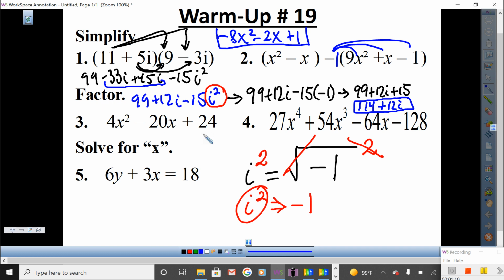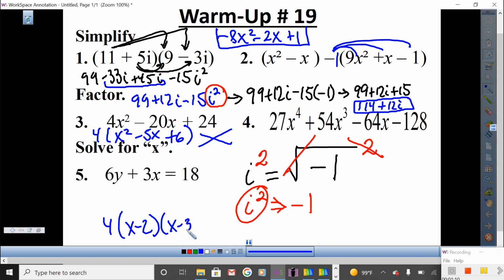Is it in standard form? Yes. Did you find the GCF? Yes, it was 4. We're left with x squared minus 5x plus 6. From there you should have done the whole process. So therefore the factors for number 4 should be 4 parentheses x minus 2, x minus 3 after all your process. And if you got that, okay?